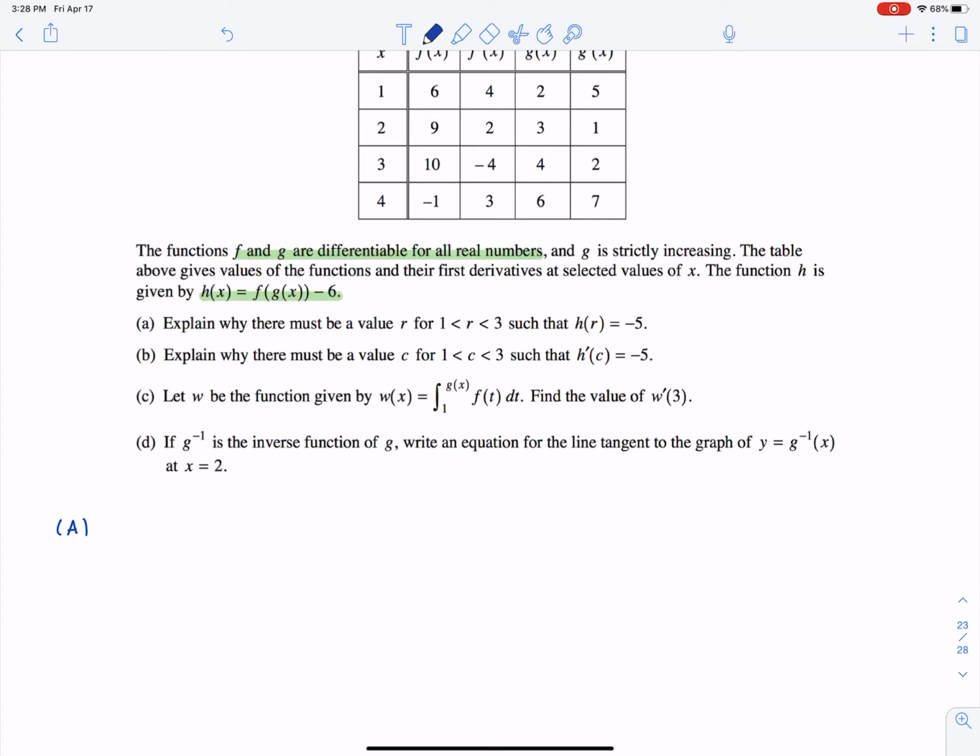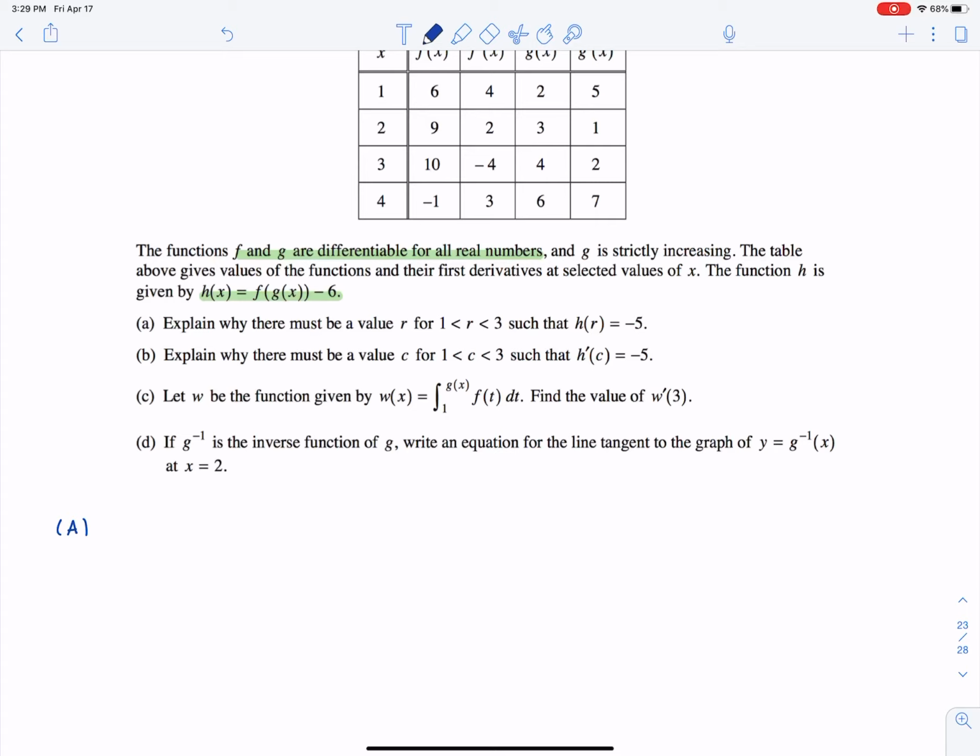So first off, let's just kind of go through. They're asking us to show that h of r equals negative 5 at some place on the interval from 1 to 3. So the first thing I need to know is what is h of 1 and h of 3. So here's going to be my thought process, and hopefully it's the first thing that jumped out in your mind. I'm going to want to use the IVT, intermediate value theorem, right?